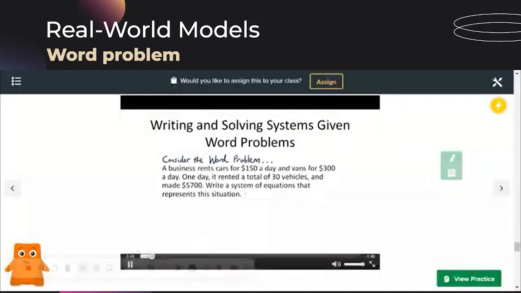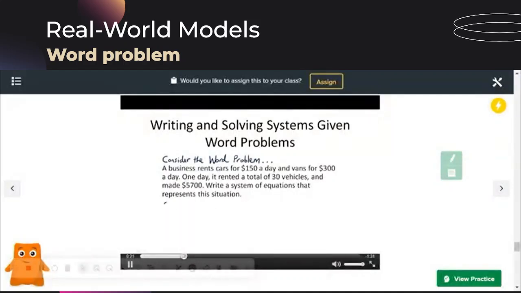Let's consider the following word problem. A business rents cars for $150 a day and vans for $300 a day. One day, it rented a total of 30 vehicles and made $5,700. Write a system of equations that represents this situation.